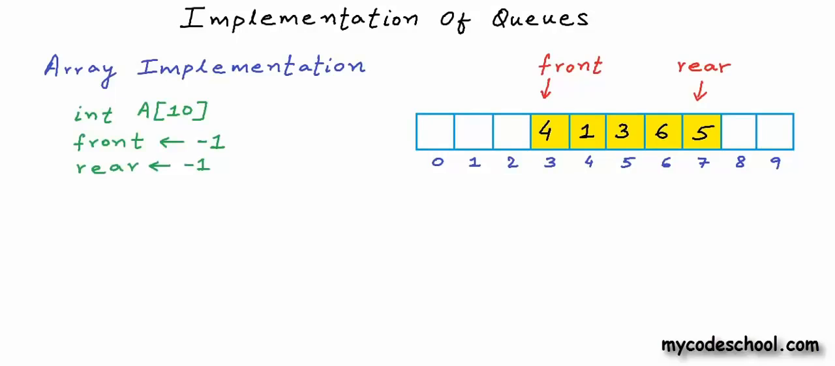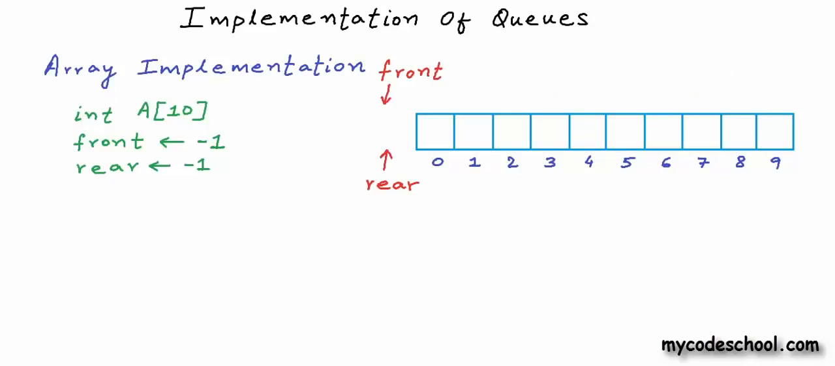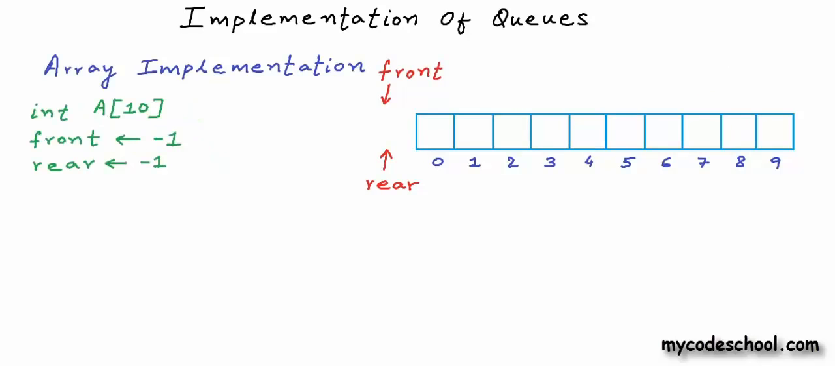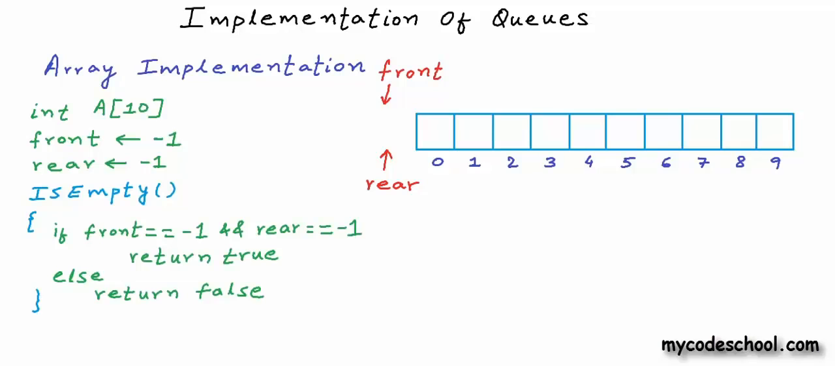In my code, I will have two variables named front and rear, and initially I'll set them both as -1. Let's say for an empty queue, both front and rear will be -1. To check whether queue is empty or not, we can simply check the value of front and rear, and if they're both -1, we can say that queue is empty.